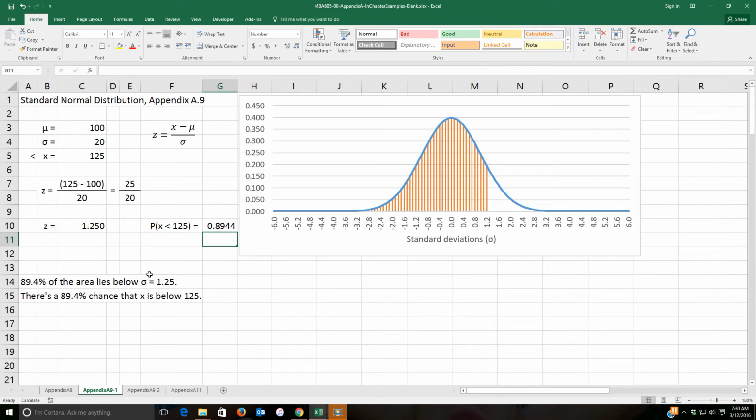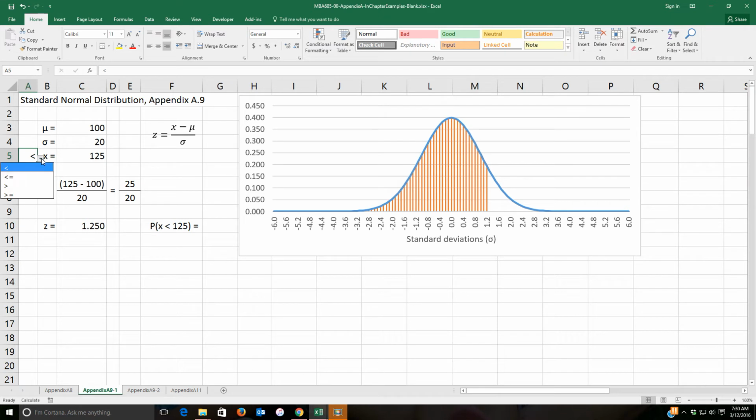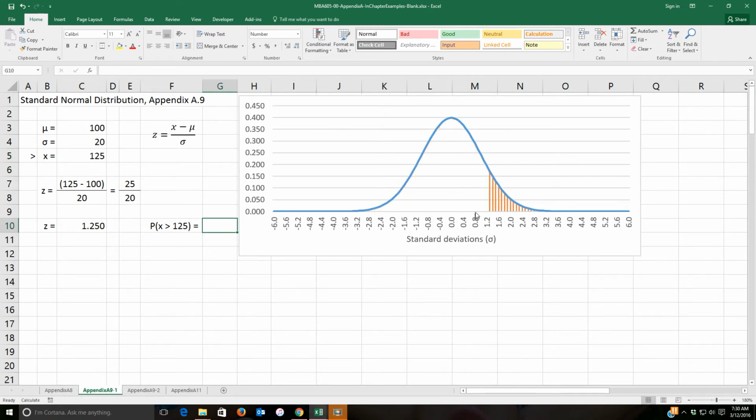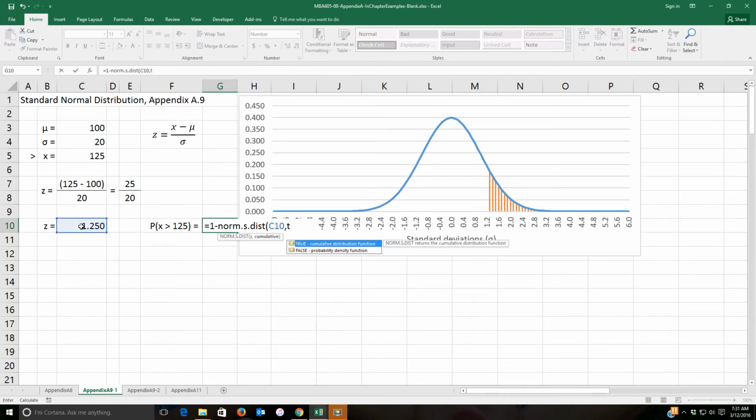Now, if we wanted to know the probability of completing it above 125 days, we would simply change this to greater than 125 days. You can see now we want the area to the right. We know that the normal distribution consists of values between 0 and 1. We know that norm.s.dist always returns the area under the curve to the left of the standard deviation that we're given, the z value. We want, in this case, the area to the right. In order to get the area to the right, we need to take 1 minus norm.s.dist, and again, the z value. And the cumulative is true in all cases with a continuous distribution.